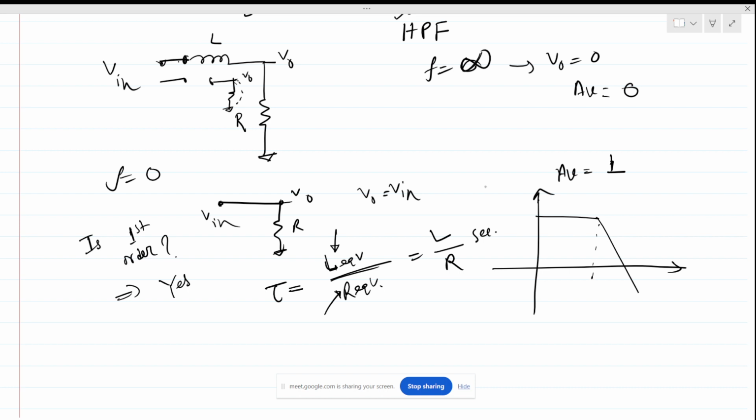Now what will be the pole location here? We know that in a single pole system, time constant is the inverse of omega p1, right? Pole location. So this will be nothing but R by L, radian per second, right? So this is a basic low pass filter with inductor.